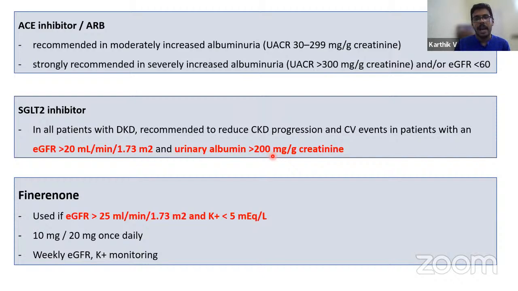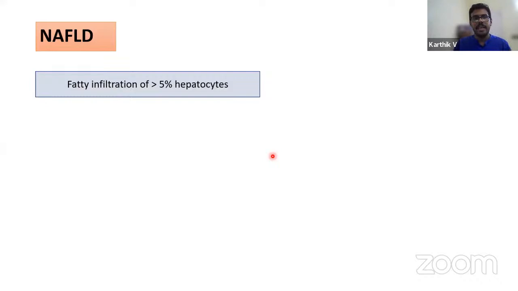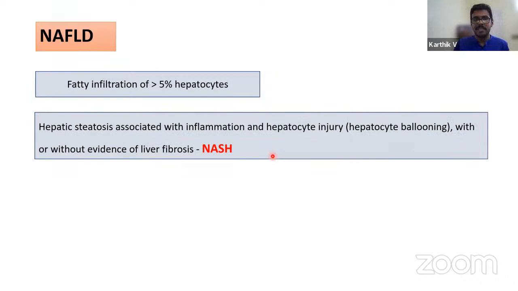Now, a few words about non-alcoholic fatty liver disease. It is said to be present when fatty infiltration occurs in more than 5% of the hepatocytes. Along with fatty infiltration, if there is inflammation and hepatocyte ballooning, you call it NASH.